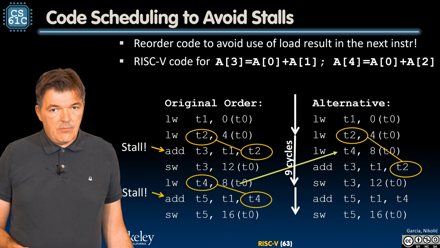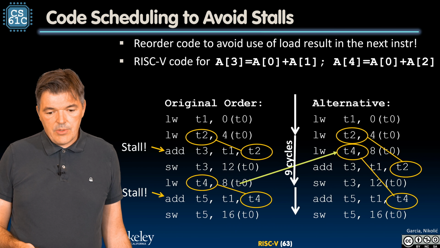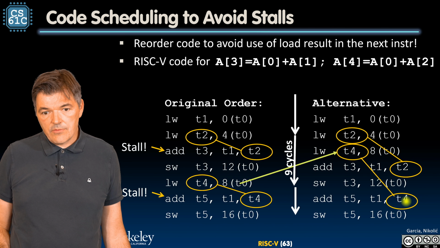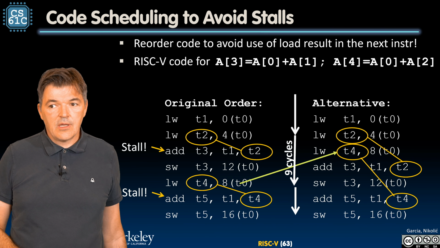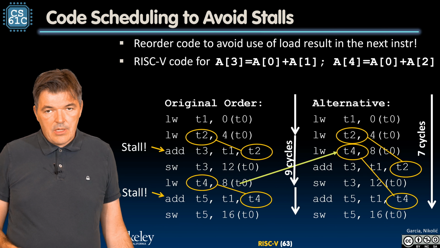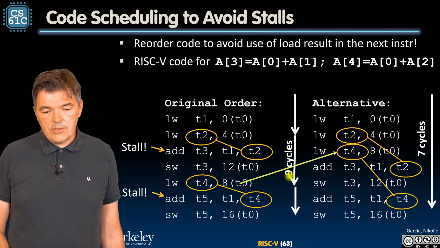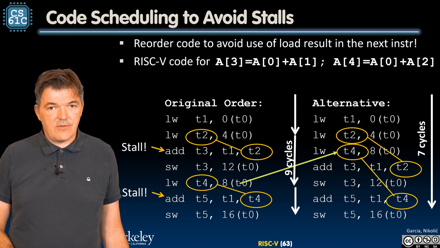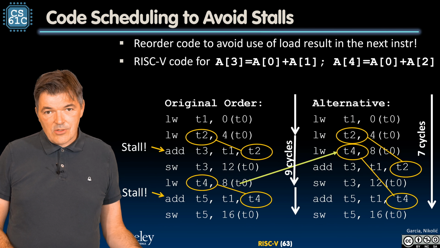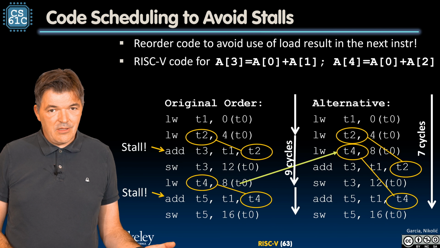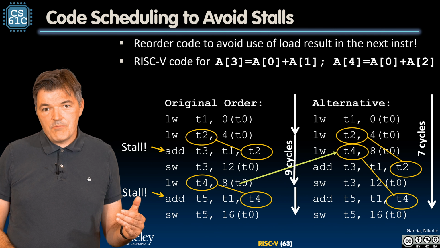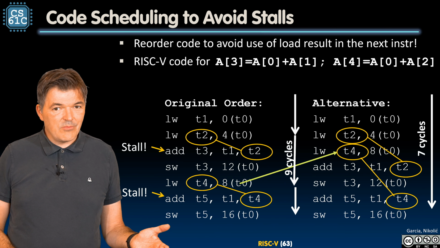The other one is also resolved because loading into T4 and using the data from T4 are now separated by 2 instructions, and that is plenty. It's not even activating the forwarding. So instead of 9 cycles that we used initially for executing these 7 instructions, we can execute all 7 instructions in 7 cycles. So this is all we had about the load delay slot and load data hazard. We are going to move on to the control hazards right after a quick break.